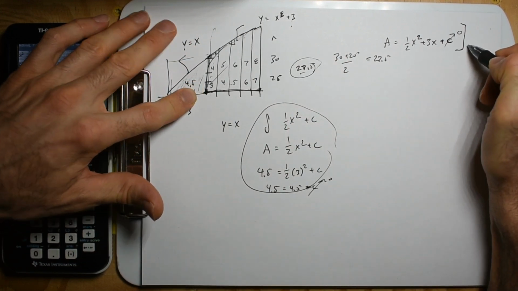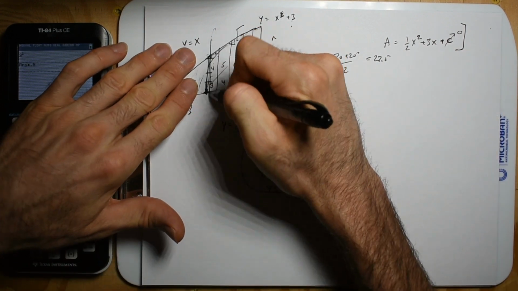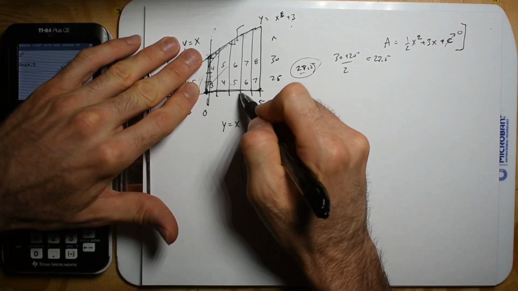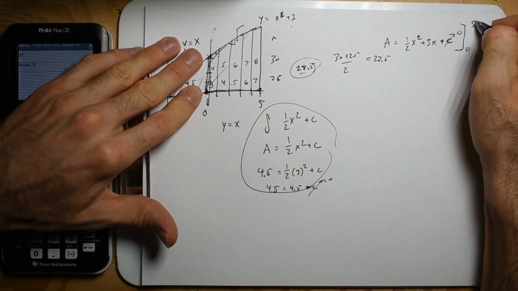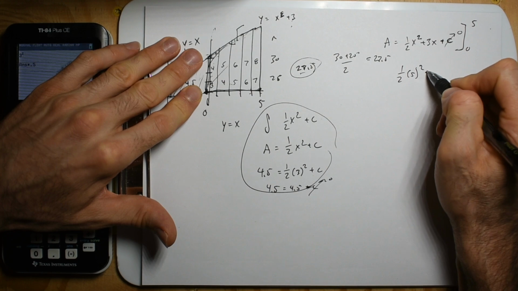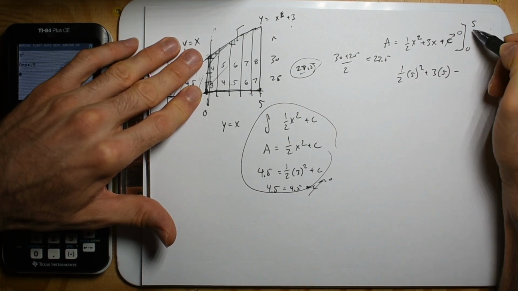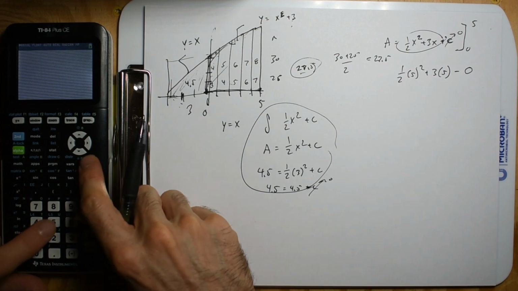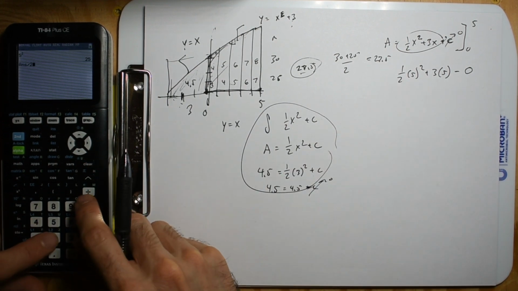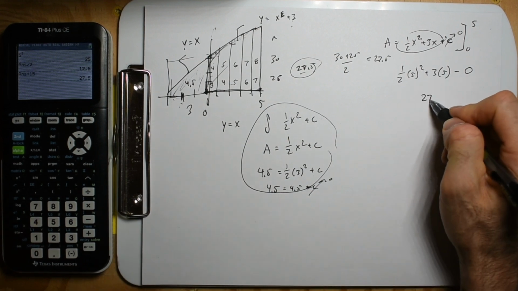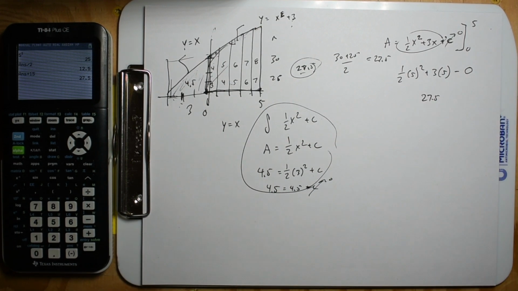We're going to evaluate this, and if this is our equation, this is 0, and this is 1, 2, 3, 4, 5. We're going to evaluate from 0 to 5. So you throw in 1/2 times 5 squared plus 3 times 5, minus all this with a 0 in it. That's going to be 0. So we got 5 squared, 25 divided by 2, 12.5, plus 15. And we get 27.5. All right, hell yeah.